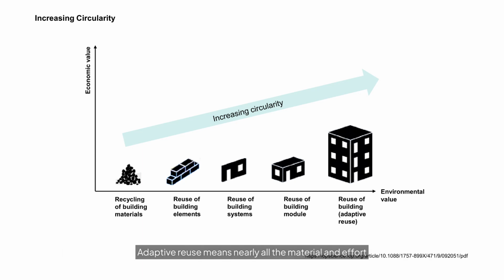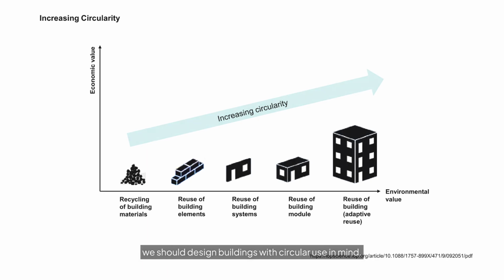Adaptive reuse means nearly all the material and effort that went into the building is preserved when it serves a new purpose. Moving beyond the mindset that buildings have a fixed end of life, we should design buildings with circular use in mind.